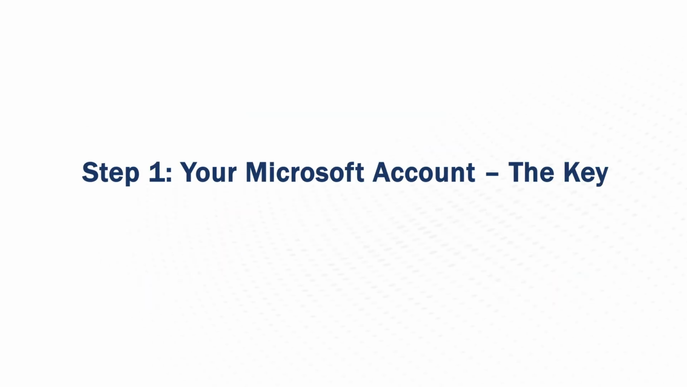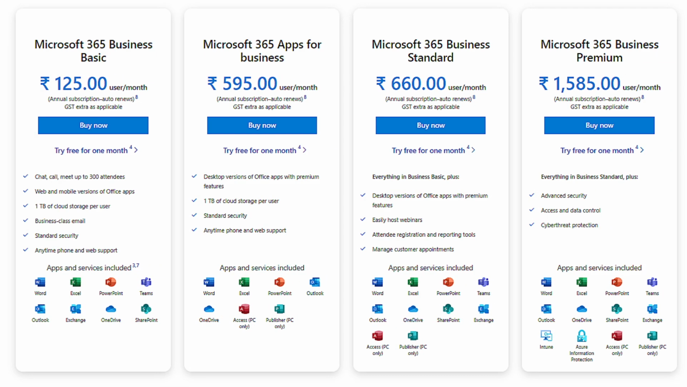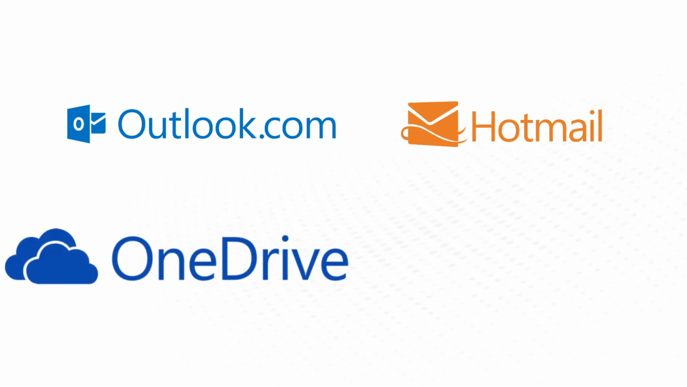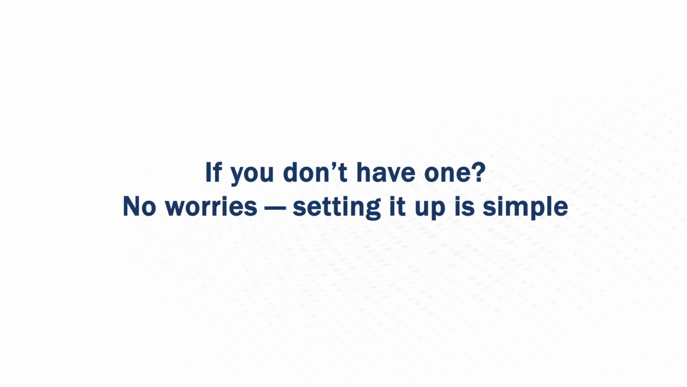Step 1. Your Microsoft account, the key. Before anything else, you need a Microsoft account. This is your gateway to all Microsoft services, including your M365 subscription. And here's the thing. If you've ever used Outlook.com, Hotmail, OneDrive, or Xbox Live, you might already have one. If you don't have one, no worries. Setting it up is simple.